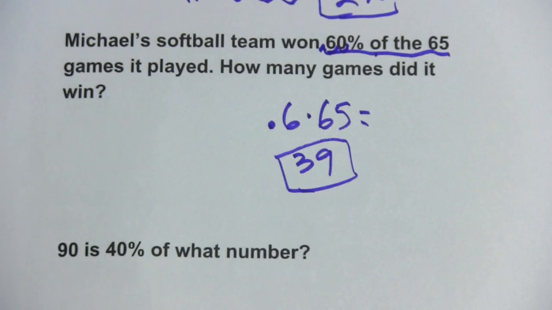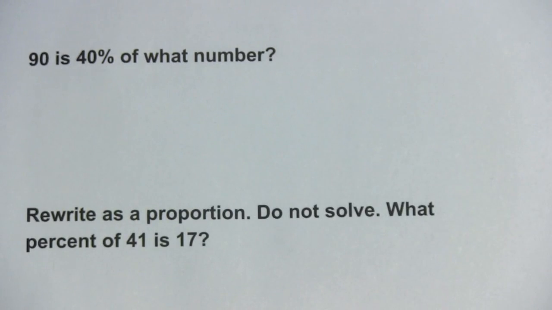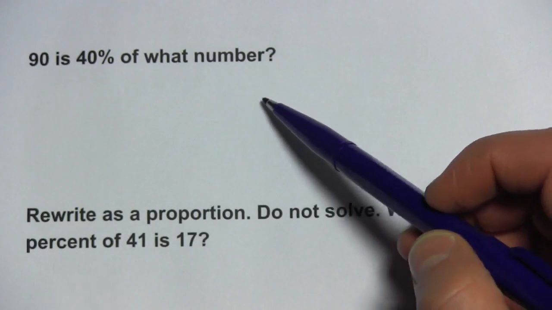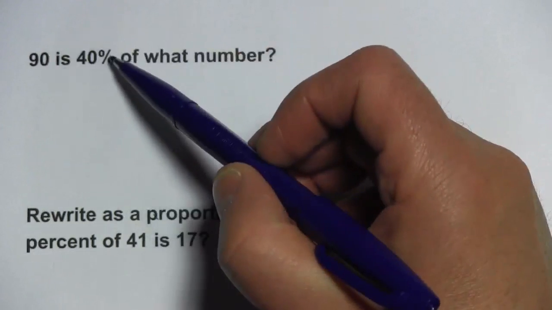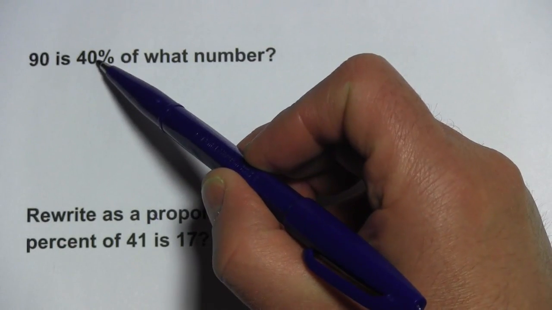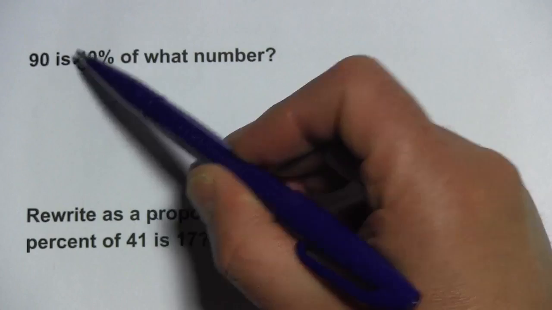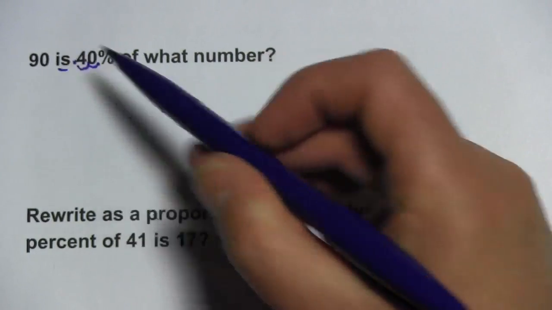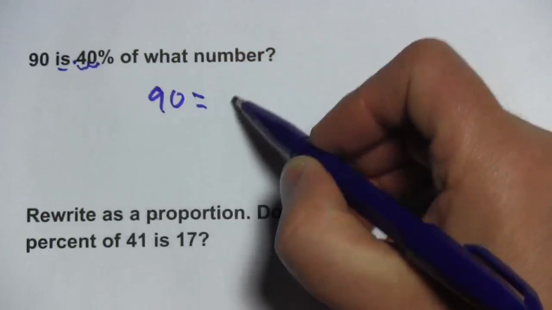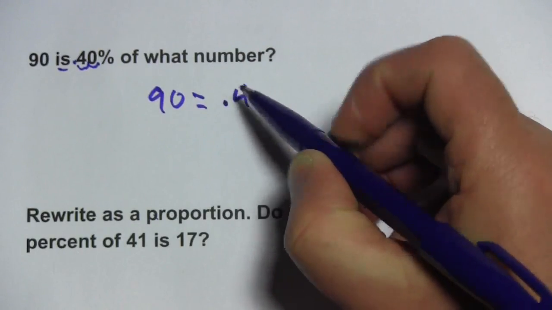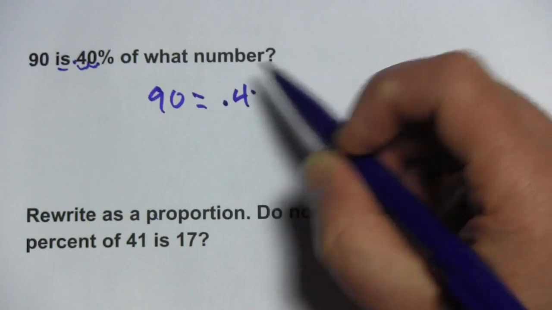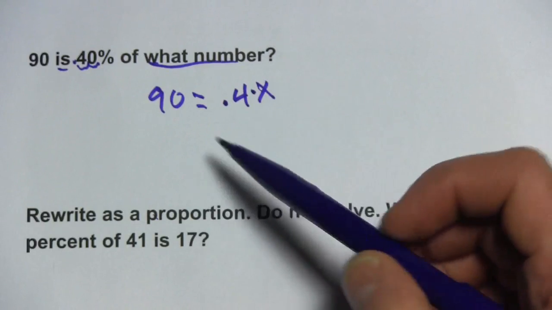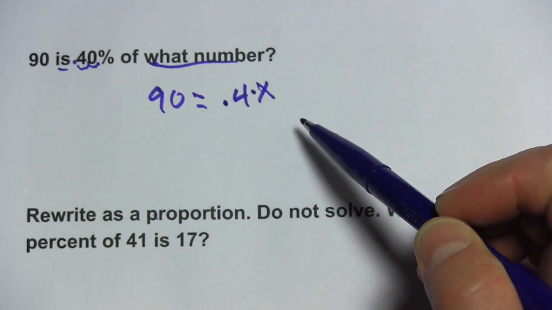All right, let's take a look at another one. So this one says 90 is 40% of what number? And we're going to just do our thing with writing a formula. I think before I write the formula, I'm going to go ahead and convert this to a decimal. So we'll move that decimal point 2 places to the left there. But we've got 90, and then we've got is, that's our equal sign. And then 40%, we've converted that to a decimal, so that's 0.4. Of is multiply, and then what number? That's going to be our x. So there is our formula. 90 equals 0.4 times x.